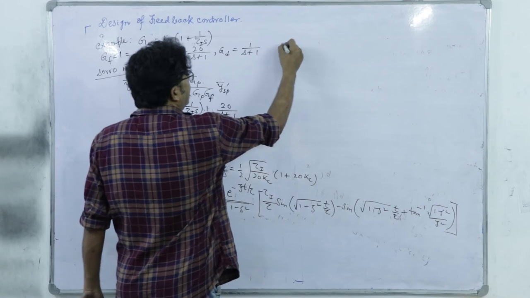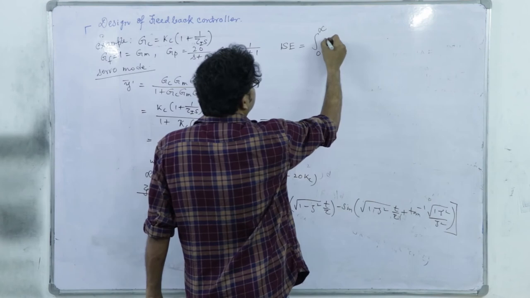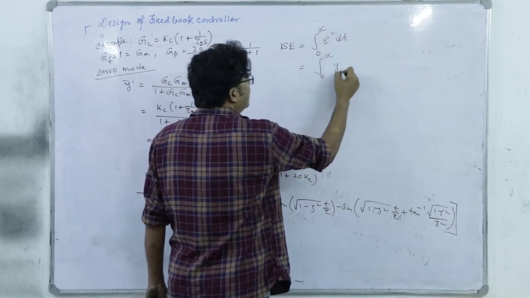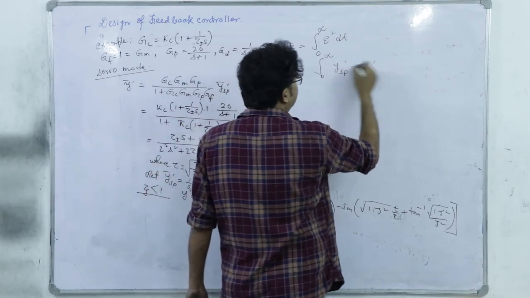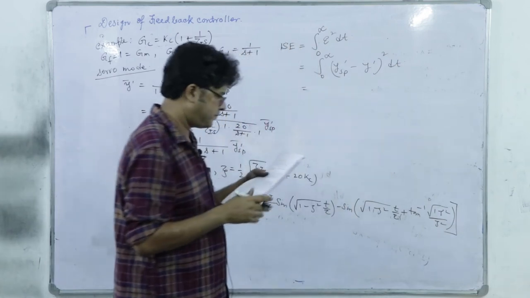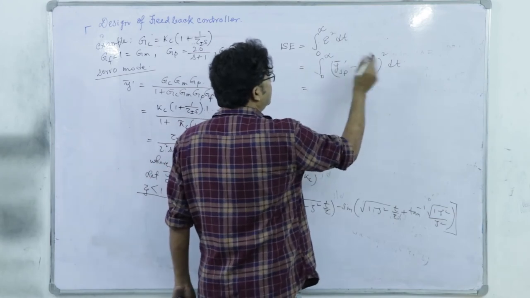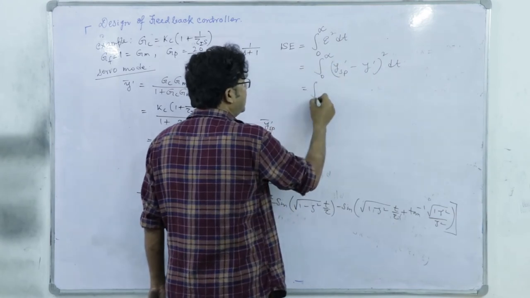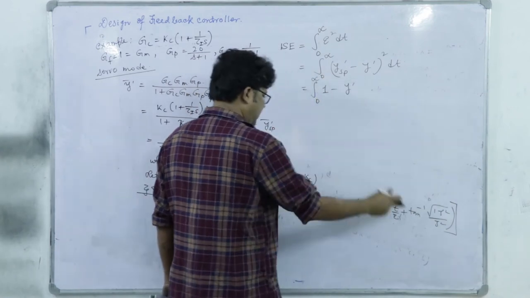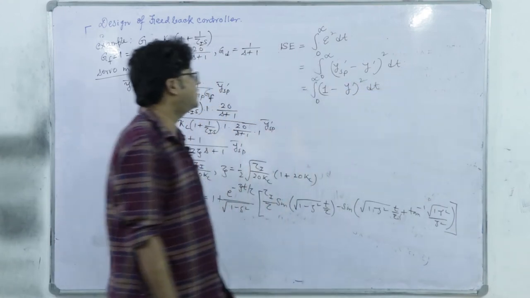So, ISE now, we would call it integral from 0 to infinity of epsilon square dt, and that is YSP prime minus Y prime, whole square dt, right. So, YSP prime bar, sorry, YSP prime not bar, its desired value is 1, minus Y prime which is given here, that is squared and that is to be integrated, right?